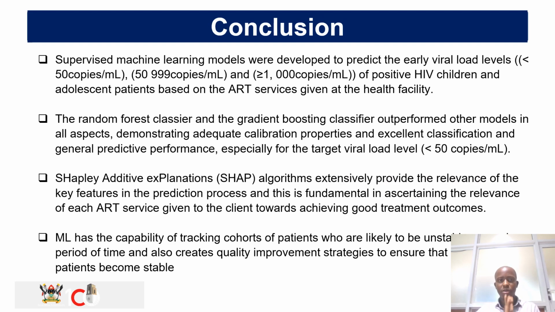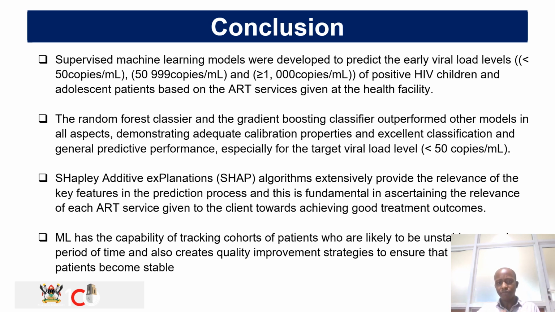The conclusion is that supervised machine learning models were developed to predict early viral load levels, and we see that out of all the models tried, random forest and gradient boosting performed highly for patients who are most likely to have viral copies below 50. However, they did not perform well for clients most likely to have viral results between 50 and 999, and above 1,000 copies, meaning that more work has to be done in that area. So the random forest classifier and gradient boosting outperformed the other models that I applied.